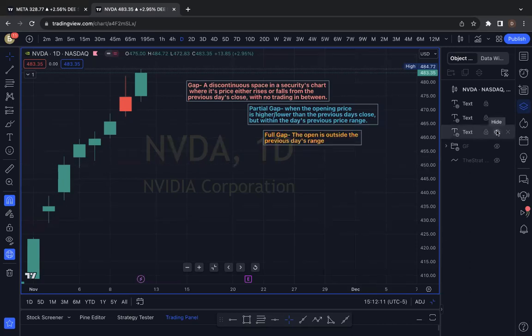And then next is a full gap. A full gap is when the open is outside the previous day's range completely.